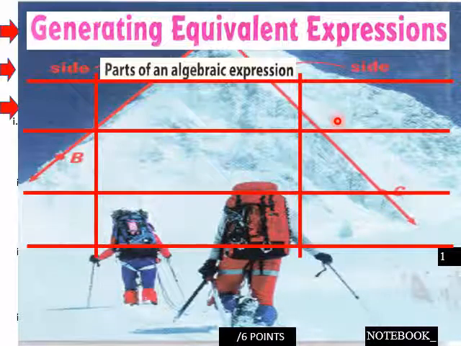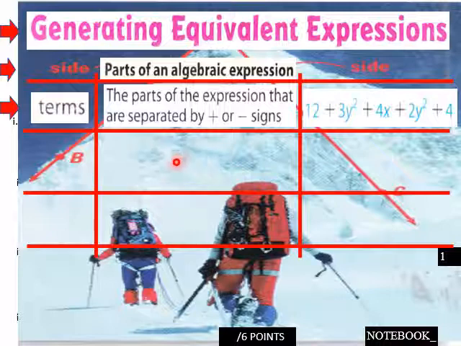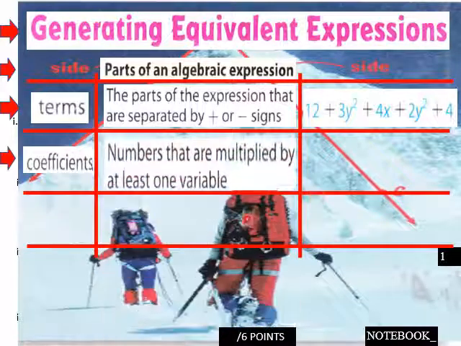So, for example, 12 plus 3y squared plus 4x plus 2y squared plus 4. Each one of these is a term. They're separated by a plus sign, so there are 5 terms in this expression. And coefficients of an algebraic expression are numbers that are multiplied by at least one variable. So 3 would be a coefficient, 4 would be a coefficient, 2 would be a coefficient, and 4 and 12 would be what are called constants.